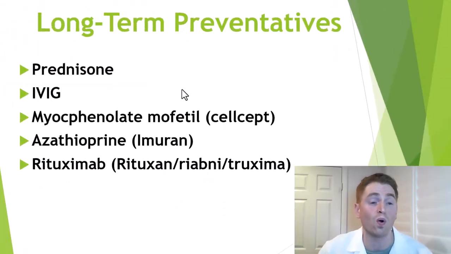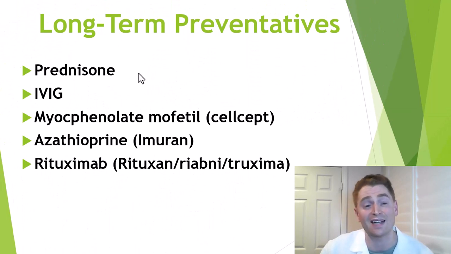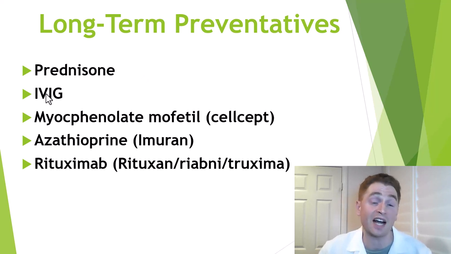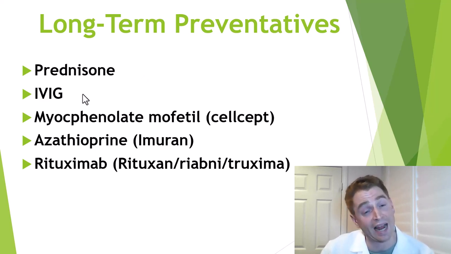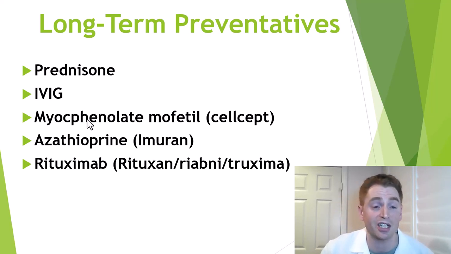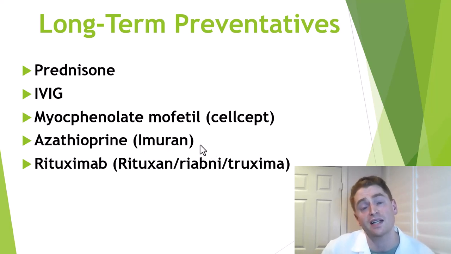Now we'll move to long-term preventatives, medicines to prevent a future attack of MOGAD. One option is prednisone, though as I said, it's not desirable on a long-term basis because of the side effect profile. IVIG, just like it's used in acute attacks, can be given routinely on a regular basis. And then there's some immunosuppressant medications, a few pills, mycophenolate mofetil or CellCept, azathioprine or Imuran. These are twice-a-day pills, and they're sort of weaker immunosuppressants. They have side effects like gastrointestinal upset. They can affect the liver and cause infections.